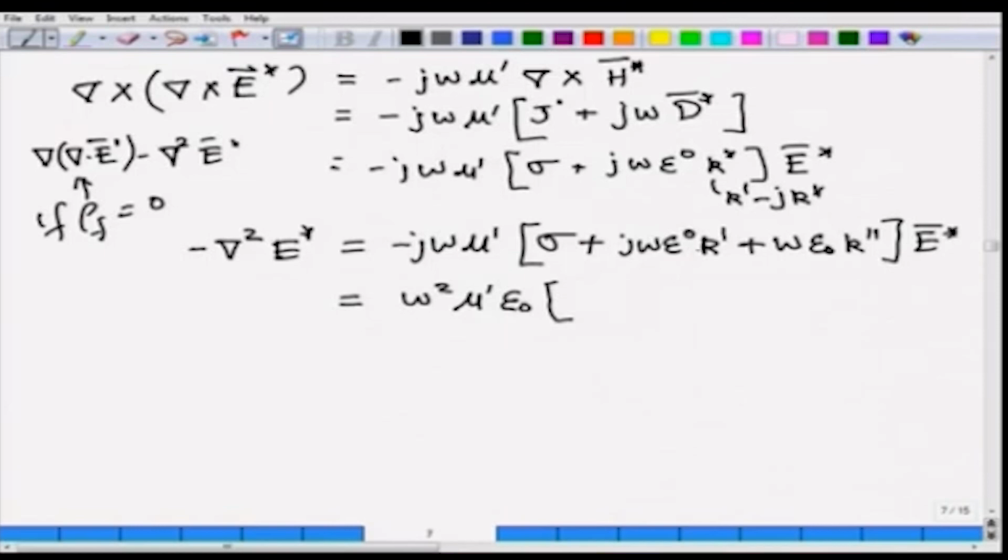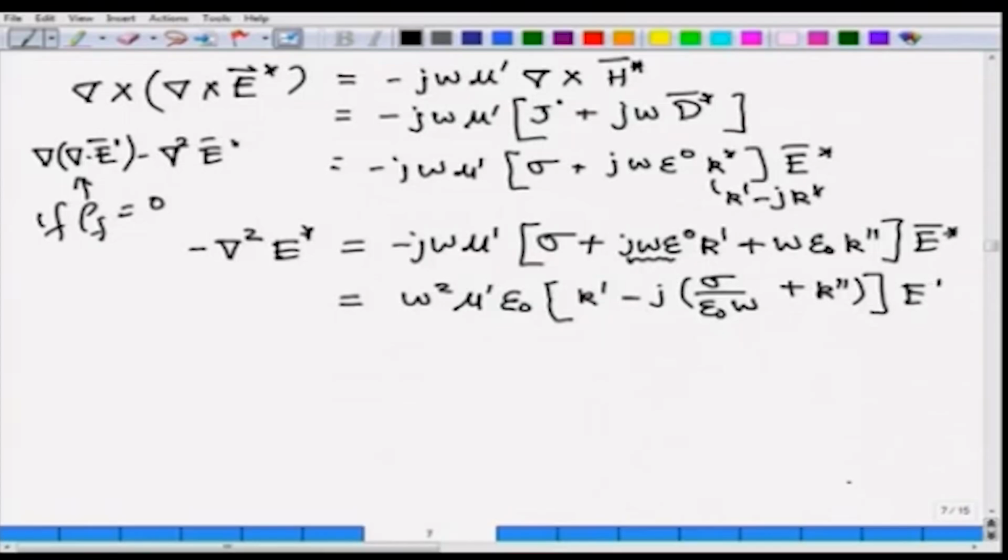So, I am going to write this as k prime, and I am going to take one j out also. If I take this quantity out, then I am going to get omega square epsilon naught, and j multiplied by j will give you minus 1. So, I am making it plus 1 here, and I am going to write this as k prime. Therefore, what else? Minus, I am going to write this as j minus j sigma by epsilon naught omega plus k double prime, E star.